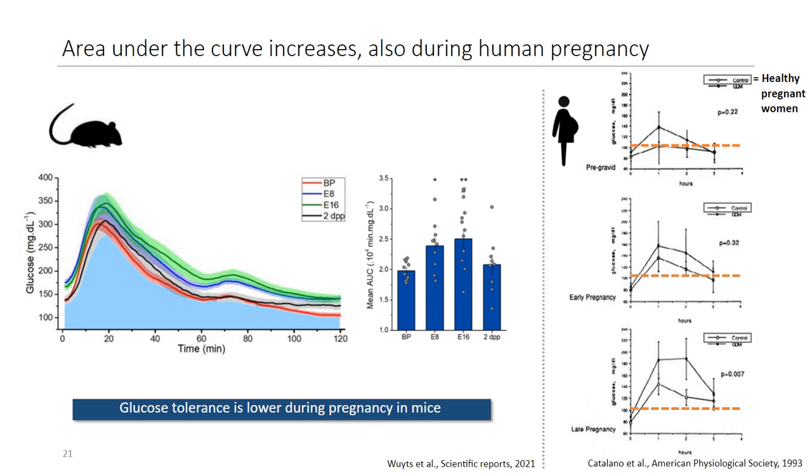And if we compare this with some data that we have available in pregnant healthy women, we also observe that the area under the curve increases during pregnancy compared to before pregnancy. So in the graphs on the right, you can observe the orange line, which is the peak blood glucose level of the women before pregnancy. And you see that in early and late pregnancy, these values are all higher.